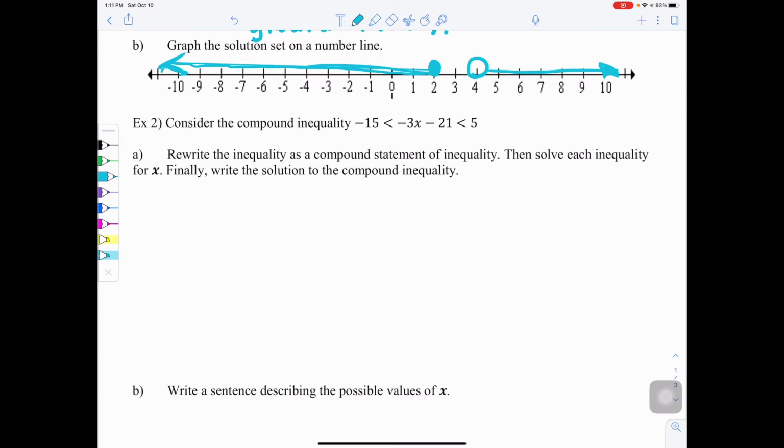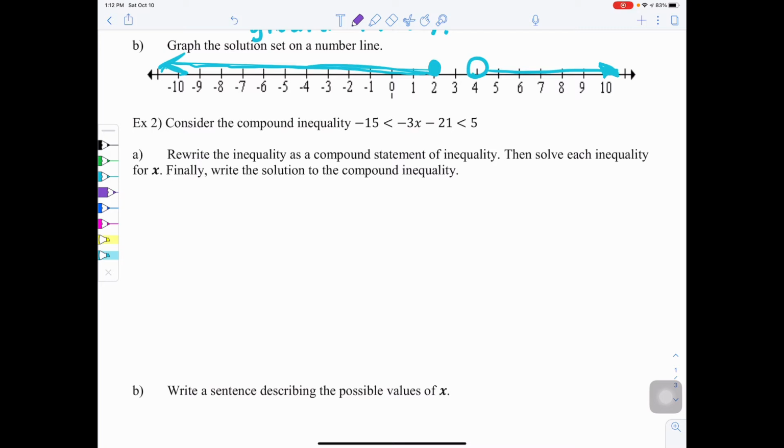So in A, first we want to rewrite the inequality as a compound statement of inequality, and then we are going to solve the inequality for x and write the solution to this inequality. Now, I'm actually going to show you how to do this two different ways. We're going to address the way that it's worded first. So when you have a compound inequality like this, you're going to look at it like it's two problems linked with the word and this time instead of or because of the way it's originally written.